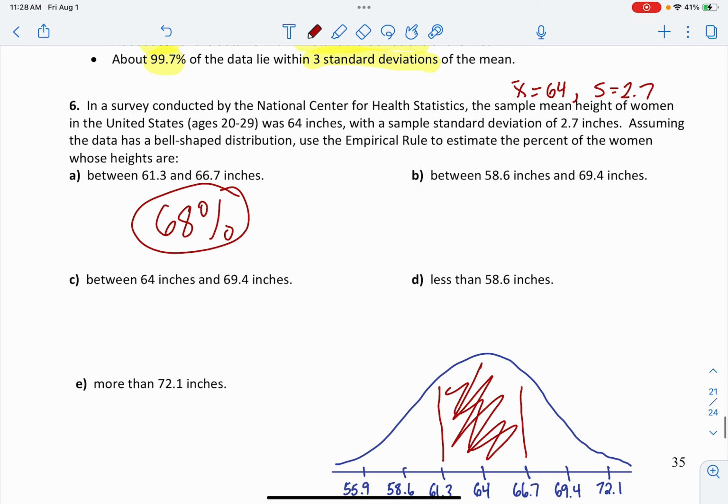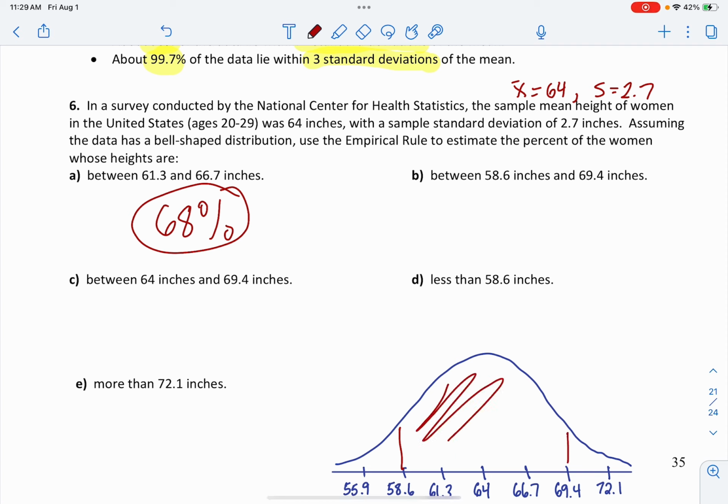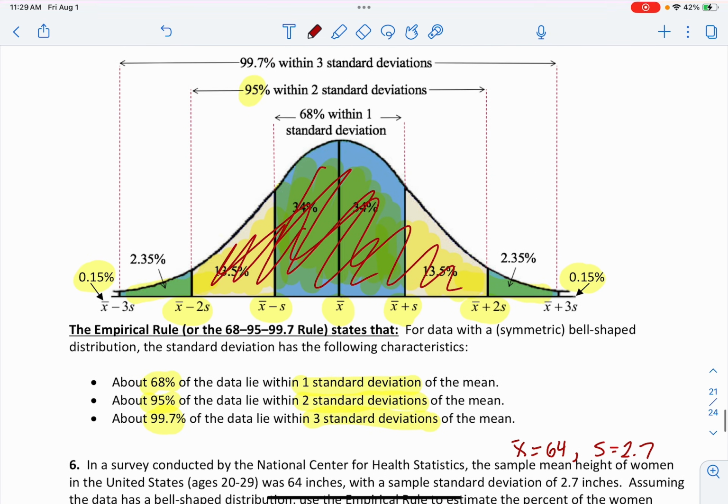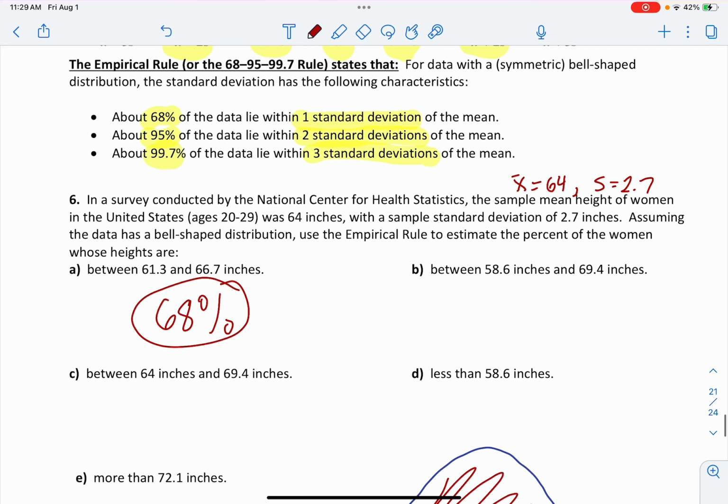Okay, how about B? So between 58.6 and 69.4. So 58.6 is here, 69.4 is here. Notice, those are each 2 standard deviations away from the mean. If I go back to my general chart, that's all the way here. Now the general rule, I could just say, oh, that's 95. If I'm not sure, I have these percentages, I could just add them all up: 13.5 plus 34 plus 34 plus 13.5. I'll get the 95%. And that's the final answer.